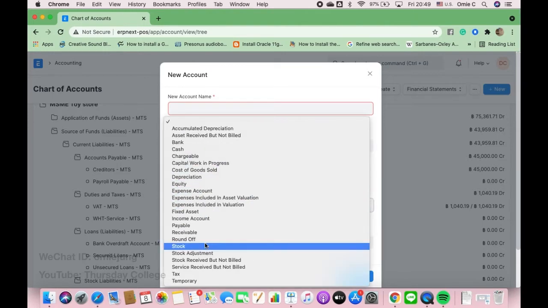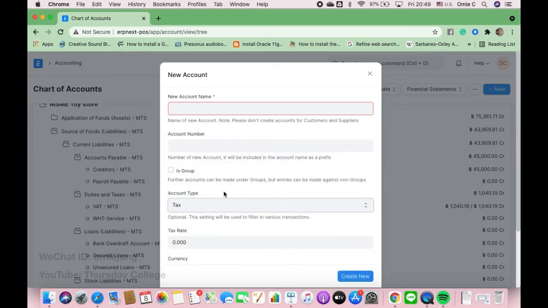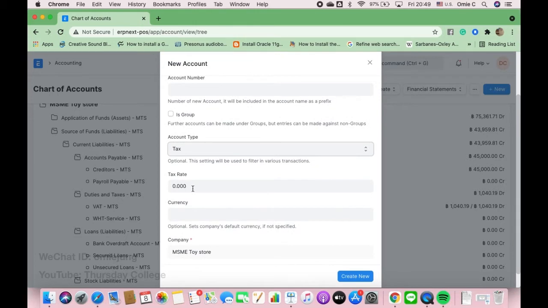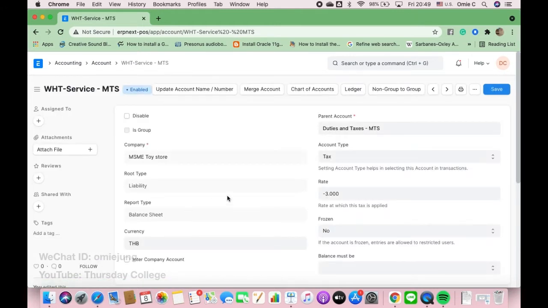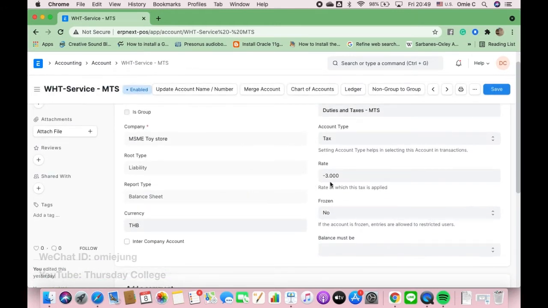Account type, you can put it to tax, and then the tax rate is -3. Why do we do minus 3? In VAT we do 7%, but this one is supposed to be minus 3. Let's say I created it already, so when I come back to see it, you see we need to do the minus 3 because when we do withholding tax, the payer deducts the money we give to the payee.